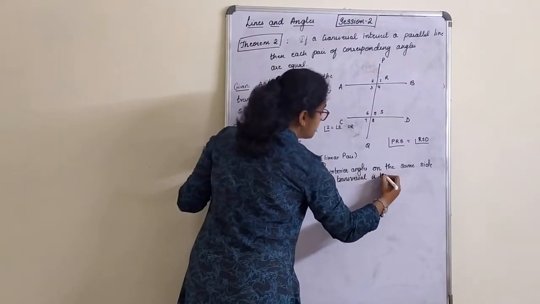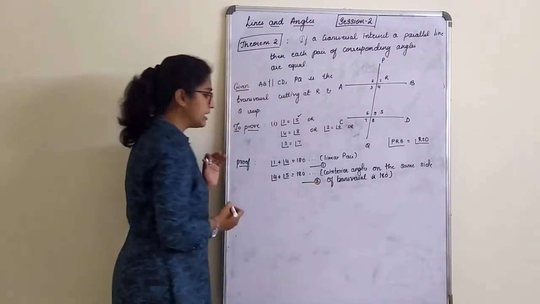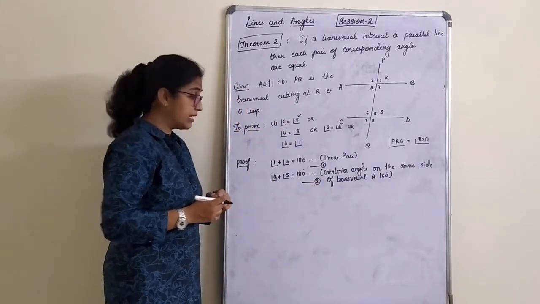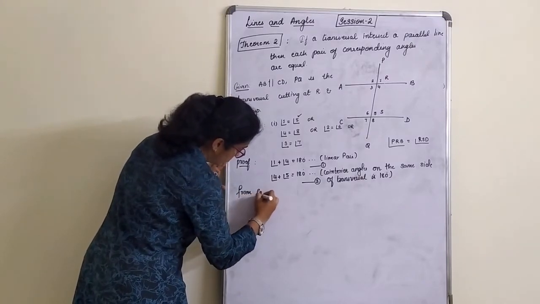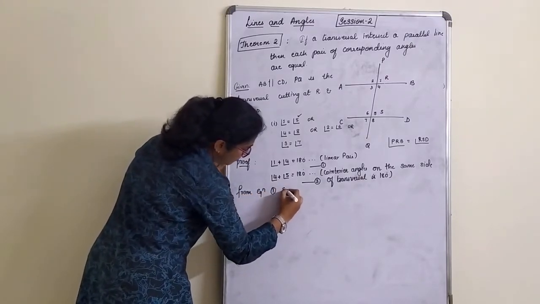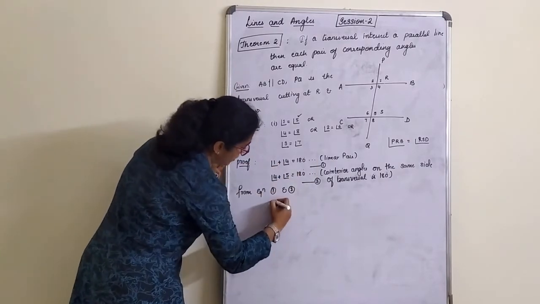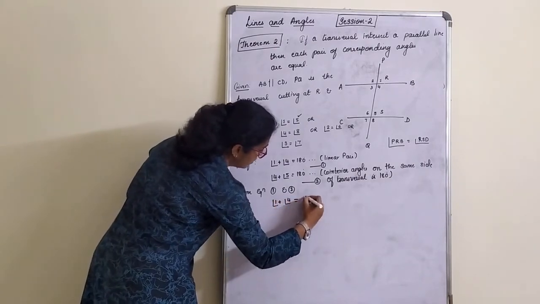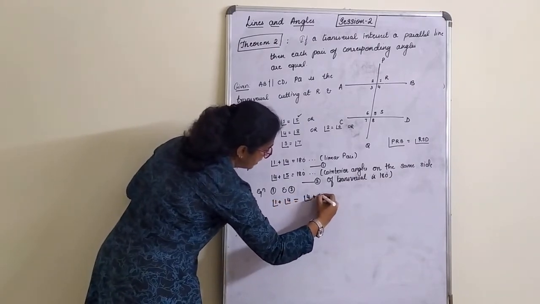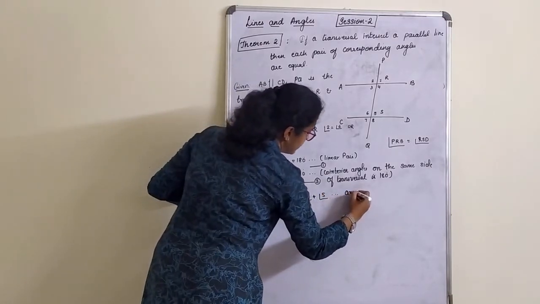Is 180. Now, according to axioms I had told you, things which are equal to same thing are equal to one another. From equation 1 and 2, this is also equal to 180. This is also equal to 180. Angle 1 plus angle 4 is equal to angle 4 plus angle 5. I will write reason here as axiom 1.